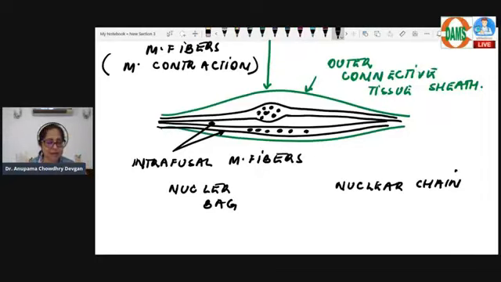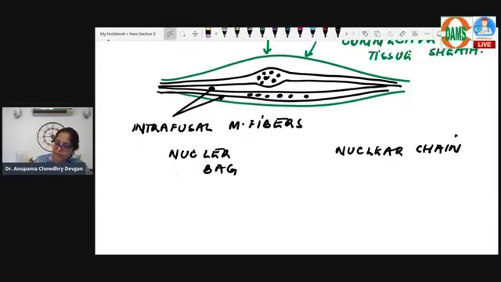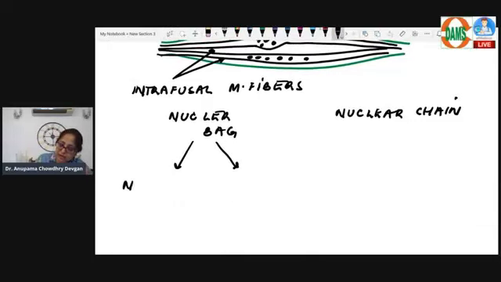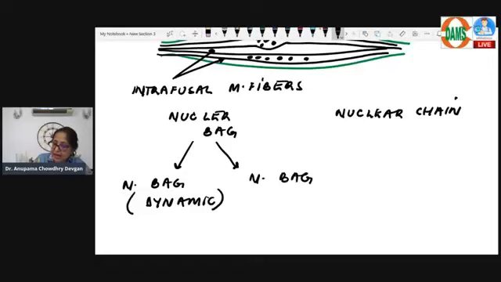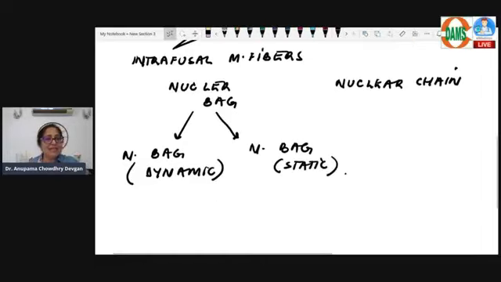So there are nuclear bag fibers, and you've got nuclear chain fibers. Nuclear chain fibers are where the nuclei are in a row. It looks like a chain of nuclei. Nuclear bag fibers are further subdivided into nuclear bag dynamic and nuclear bag static.